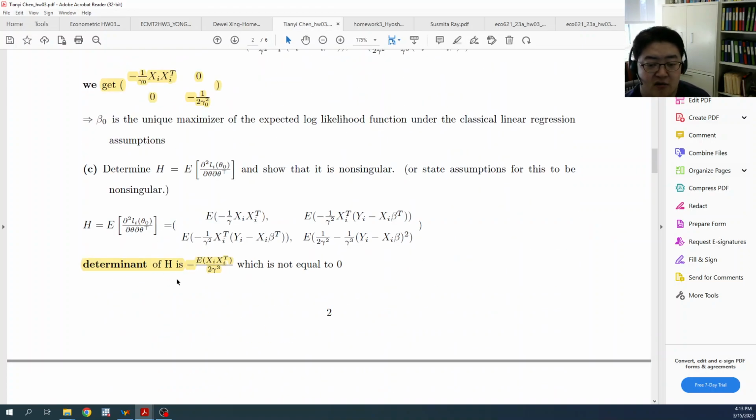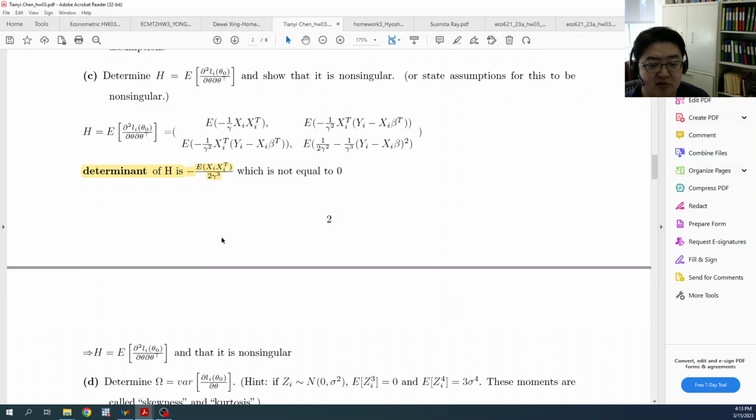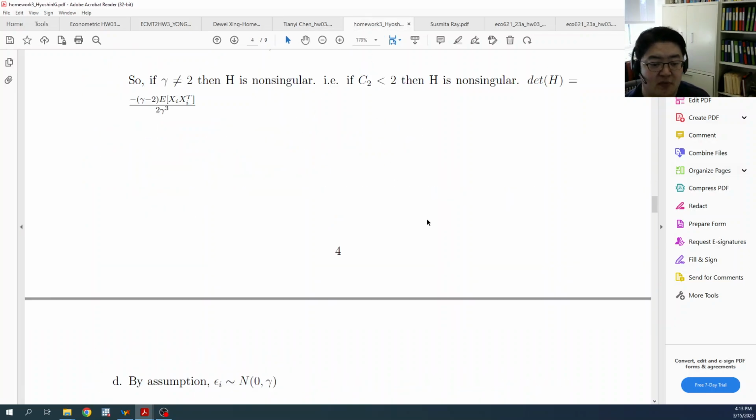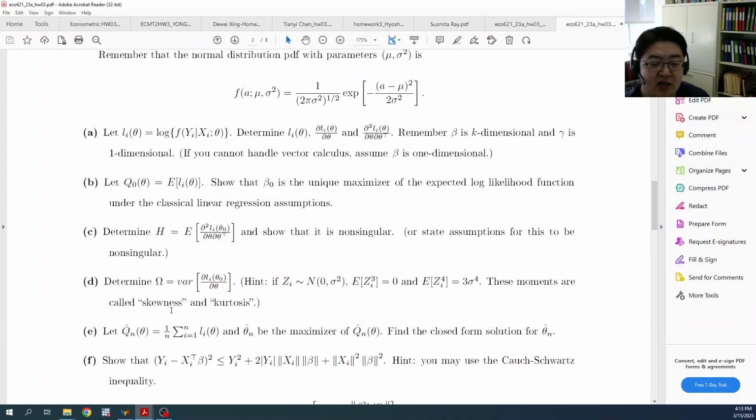Again, determinant of x is determinant of h is not this one. This is true only when x is scalar. Had to mention that. Okay, done. Part D.